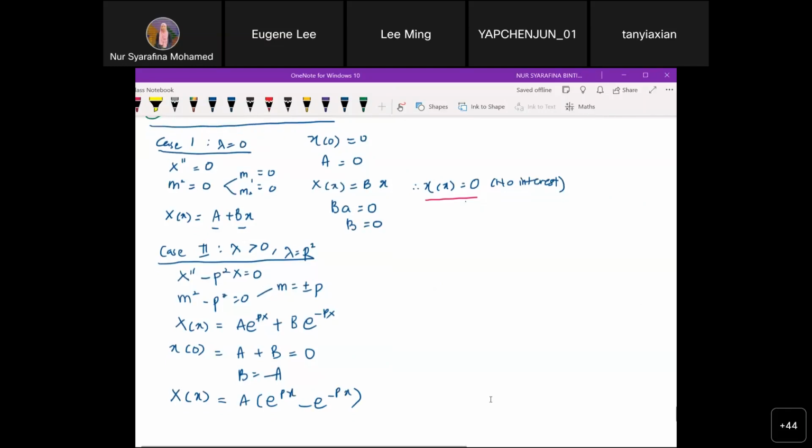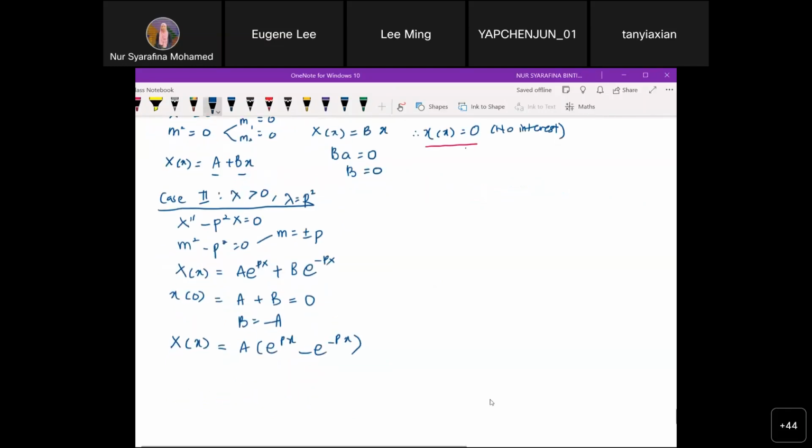Now, apply the second condition. The second condition gives you xa equals 0. So substitute x with a. We have A (e to the pa minus e to the minus pa) equals 0. So from here, we know that A is 0. So when A is 0, B equals negative A, then x is 0 also. We put no interest in such a solution. Okay, clear? Up to this point, I think everyone can do it, right? Reduce to ODE, change the boundary condition for the ODE part, and then consider all cases.